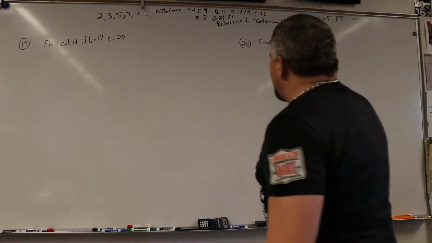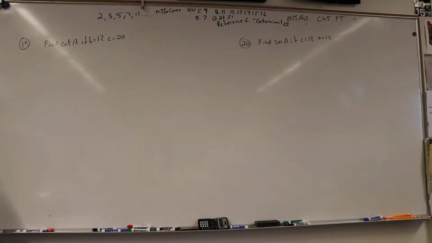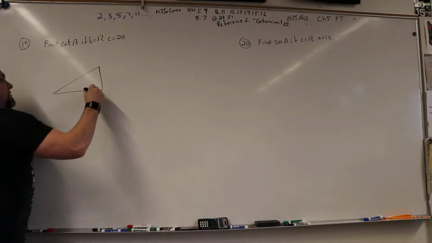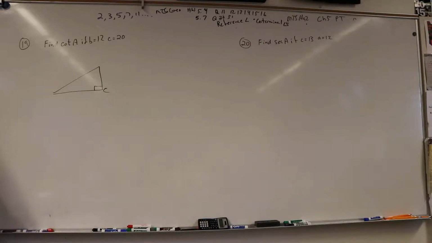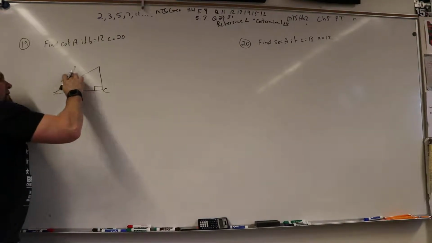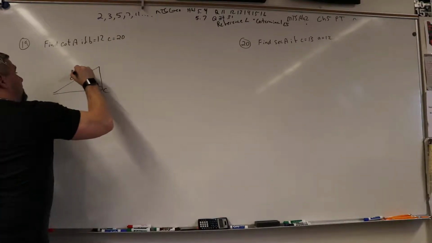All right, so with these, we have a triangle. 1, 2, 3. And the triangle, they said, is C is always the right angle. That means that little c is the leg opposite of it, right? Okay? So in this case, c is equal to 20.